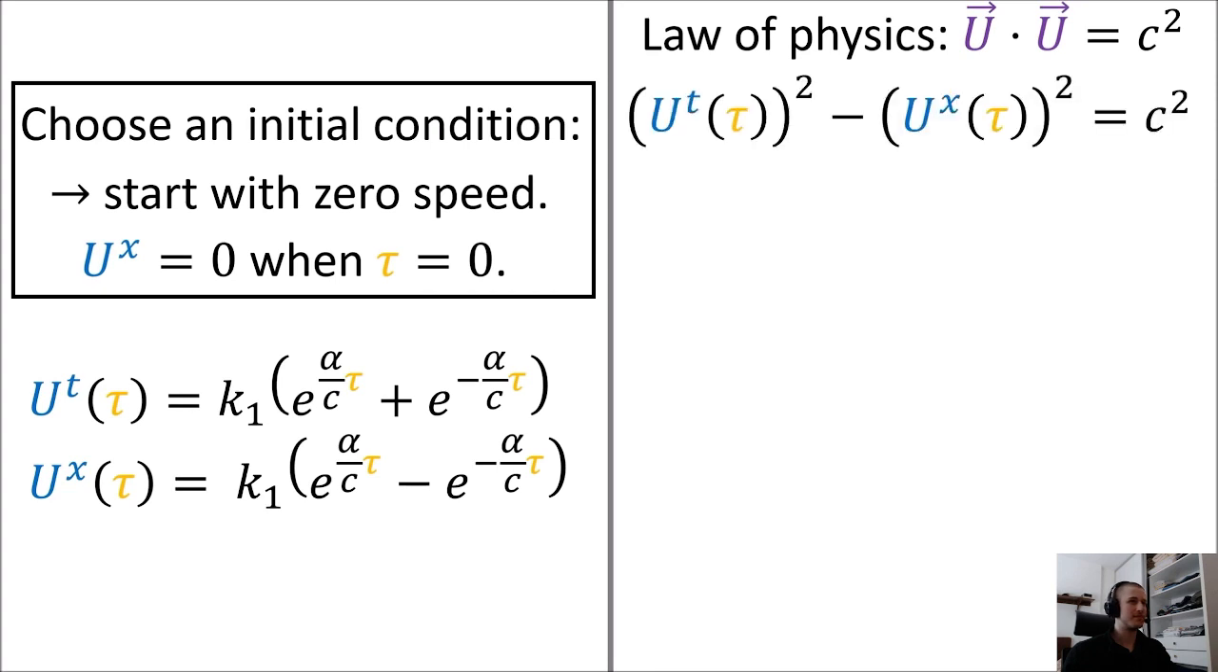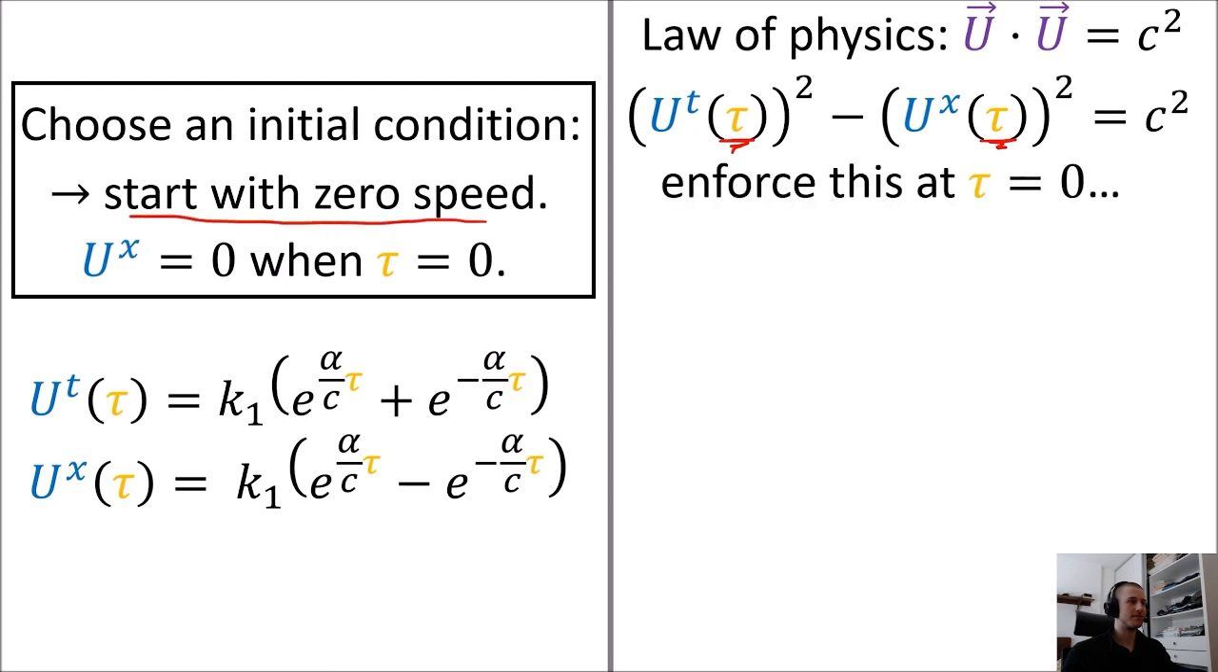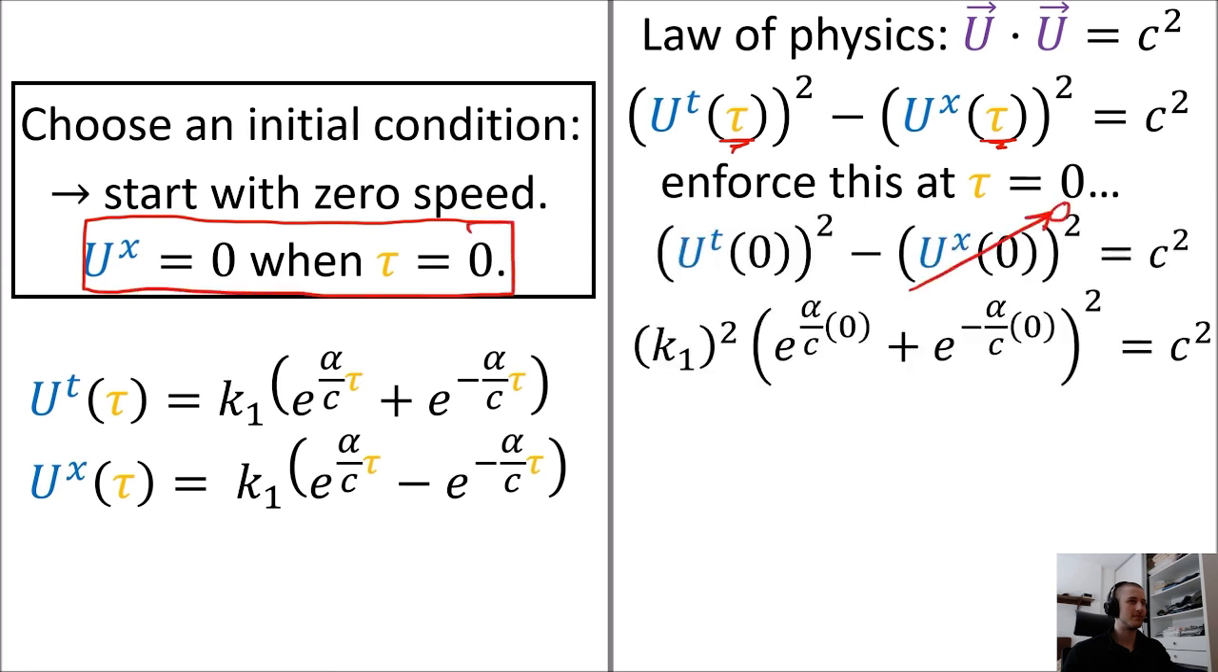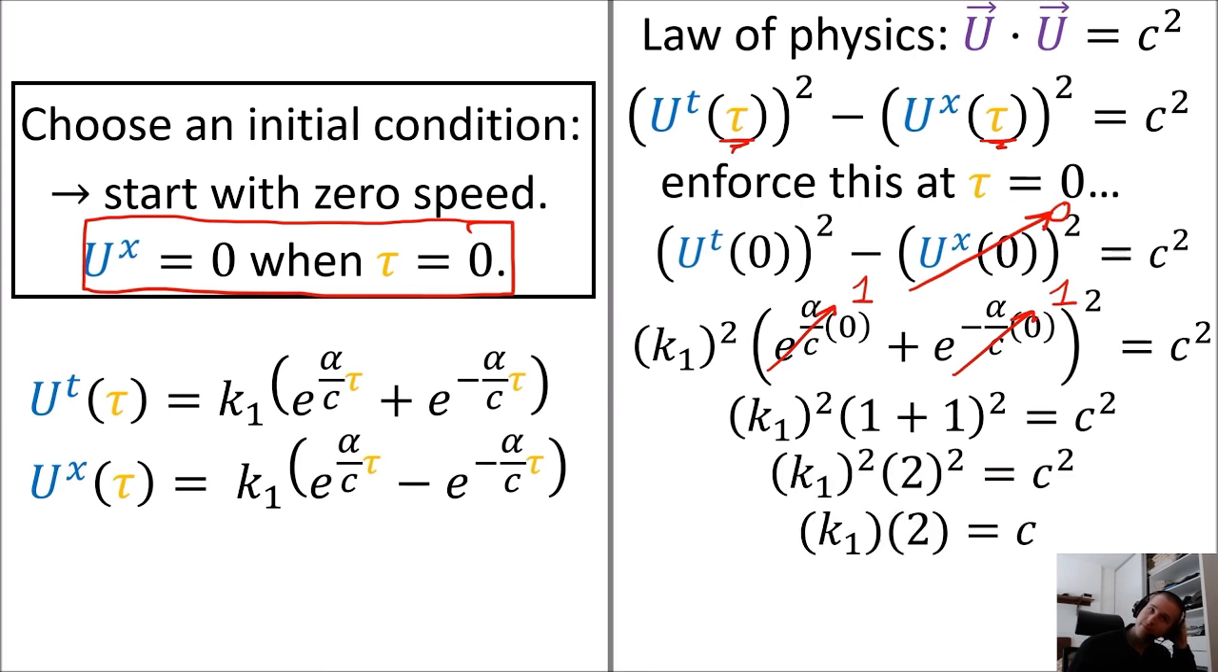This law should apply for all values of tau, so let's plug in tau equals 0 to simplify the formula. We know that when tau equals 0, ux equals 0, because of the initial condition that we chose. And plugging tau equals 0 into the formula for ut, the exponentials to the power 0 just go to 1 plus 1. Taking the square root of both sides and dividing both sides by 2, we get that k1 equals 1/2 c, half the speed of light. We're taking the positive solution to the square root to ensure that our 4-velocity vectors point from the past to the future instead of the future to the past.